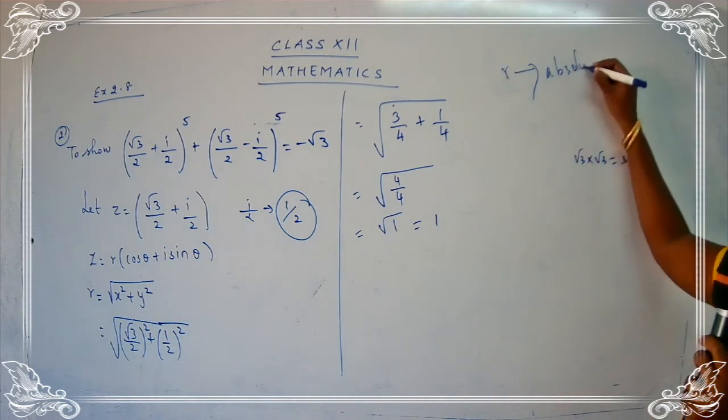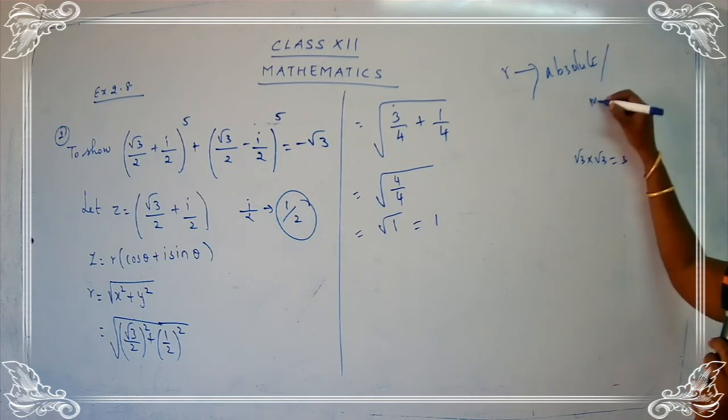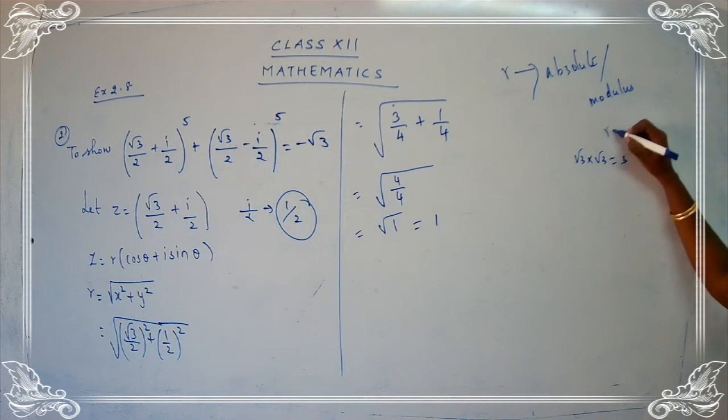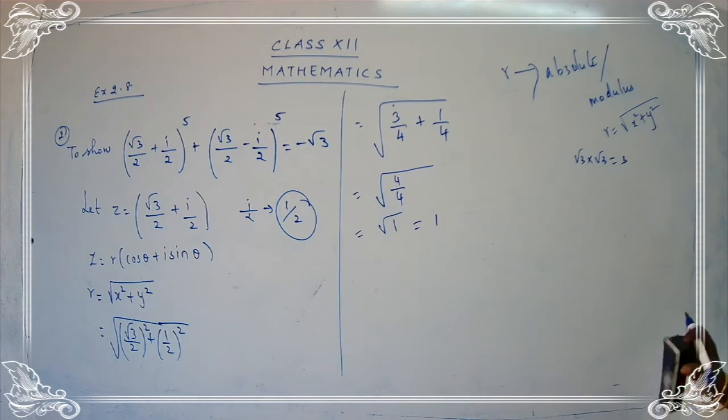What is the meaning of r? R is the absolute value or the modulus value. And what is the formula for finding r? This is equal to square root of x square plus y square. Keep this in your mind children, never forget the formulas and the terms. Okay, so we have found the value for r.